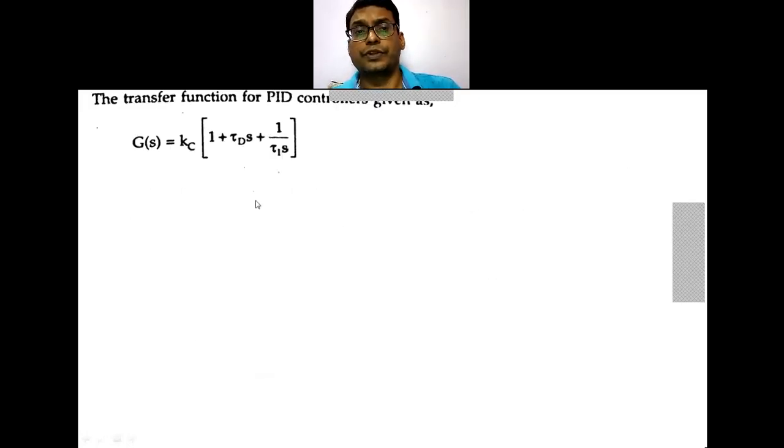Now next is the transfer function for the PID controller.